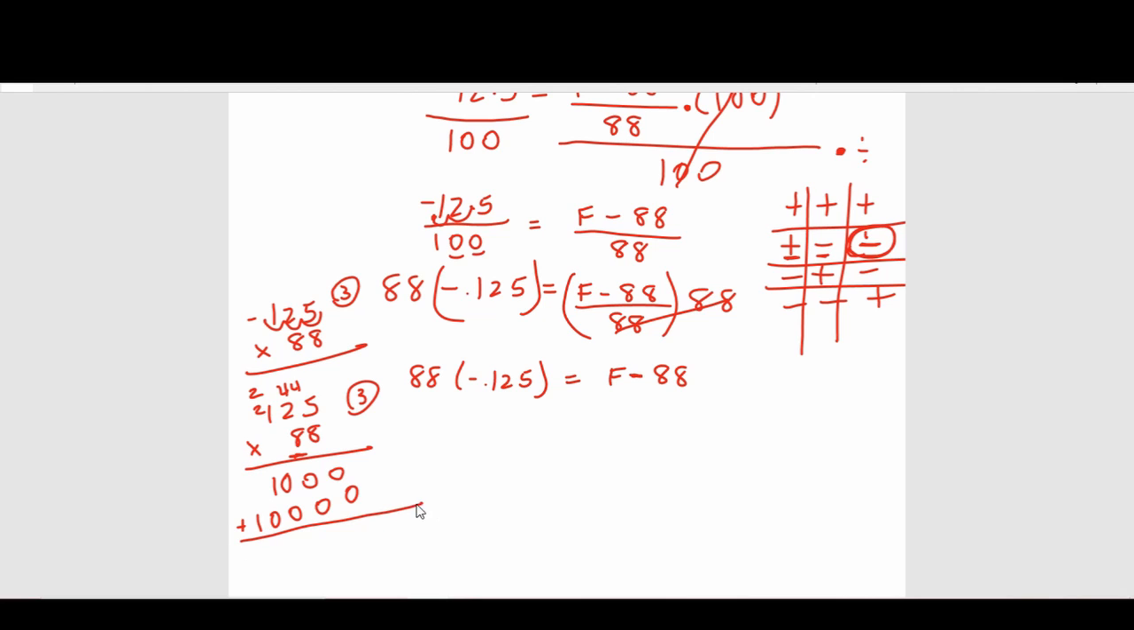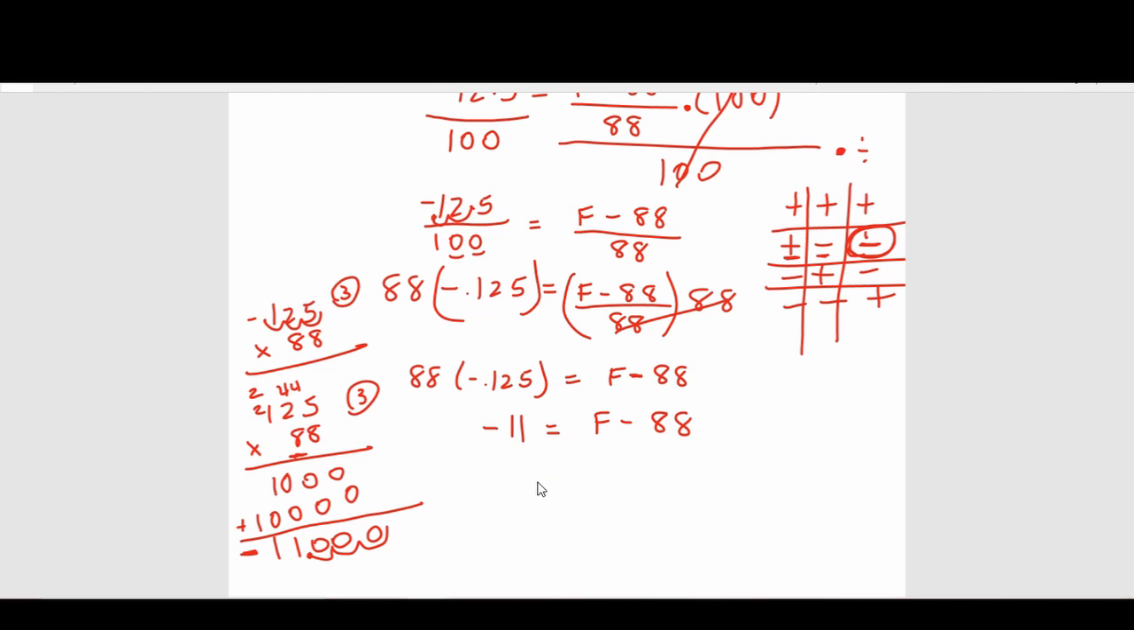Okay, let's add these. 0 plus 0 is 0, 0 plus 0 is 0, 0 plus 0 is 0, 1 plus 0 is 1, 1 plus nothing is 1. Shift our 3 decimals back in. 1, 2, 3. Again, we know this is negative. So 88 times negative 0.125 is negative 11. And again, this is f minus 88.